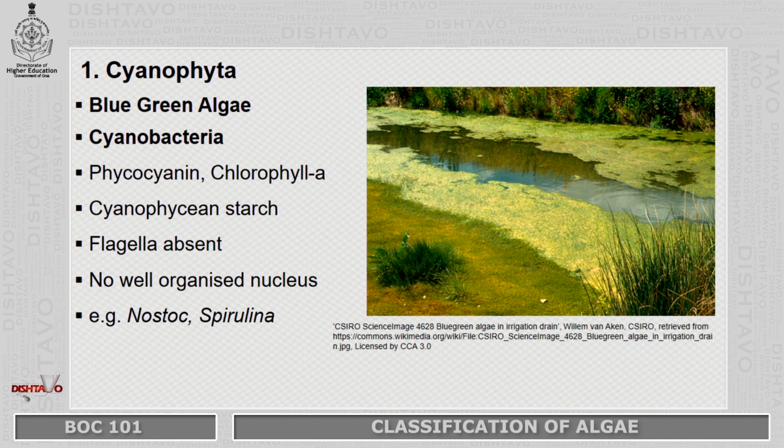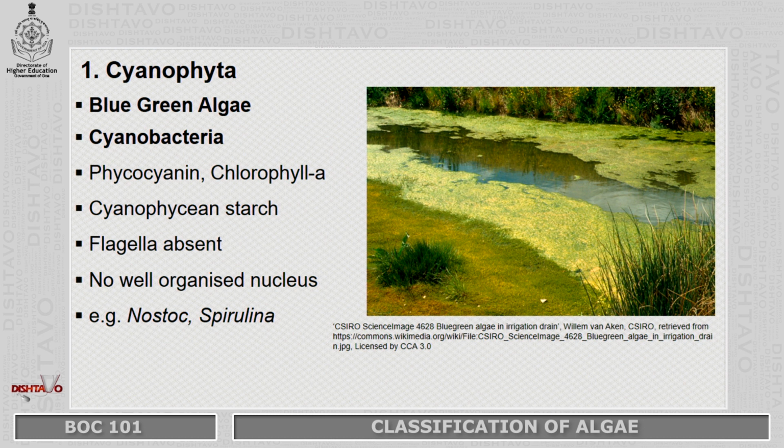The first division is cyanophyta. It is also called blue-green algae or cyanobacteria. The major pigments are phycocyanin and chlorophyll A. The stored food material is cyanophycean starch, and there are no flagella in this group, no well organized nucleus, because these are prokaryotes. These are the only prokaryotic photosynthetic organisms able to produce oxygen.